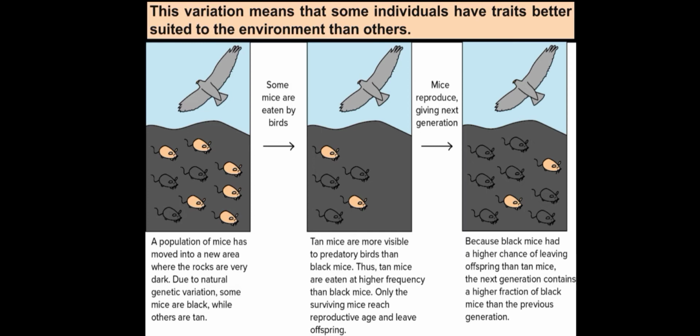Only the surviving mice reach reproductive age and leave offspring. Because black mice had a higher chance of leaving offspring than tan mice, the next generation contains a higher fraction of black mice than the previous generation. In this case, the color variation which gives survival advantage is selected in nature.